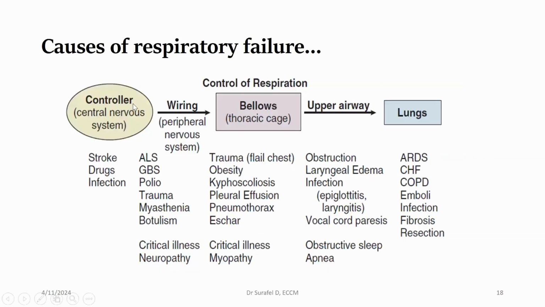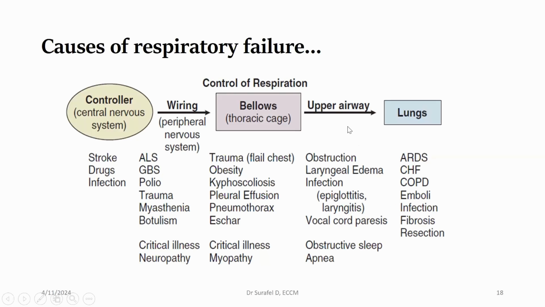So you can create a picture in your mind that there is a master controller here, which is the central nervous system, and the musculoskeletal system, including the thoracic cage and the lungs. And there is wiring, which of course is the peripheral nervous system, that can control the thoracic cage and the lungs. And there are the airways, the upper airways that lead to the lungs. So any problems in these parameters can result in the need for ventilation.